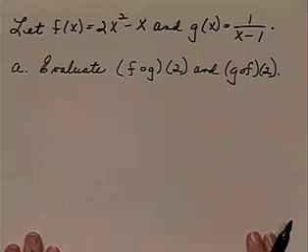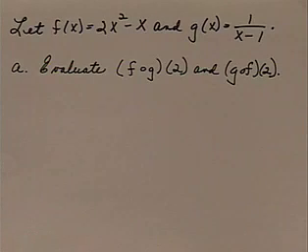Let's look at an example where we will evaluate a composite function and then actually find an expression for a composite function. Let f of x equal 2x squared minus x and g of x equal 1 over x minus 1. First, we'd like to evaluate f composed with g of 2 and g composed with f of 2.